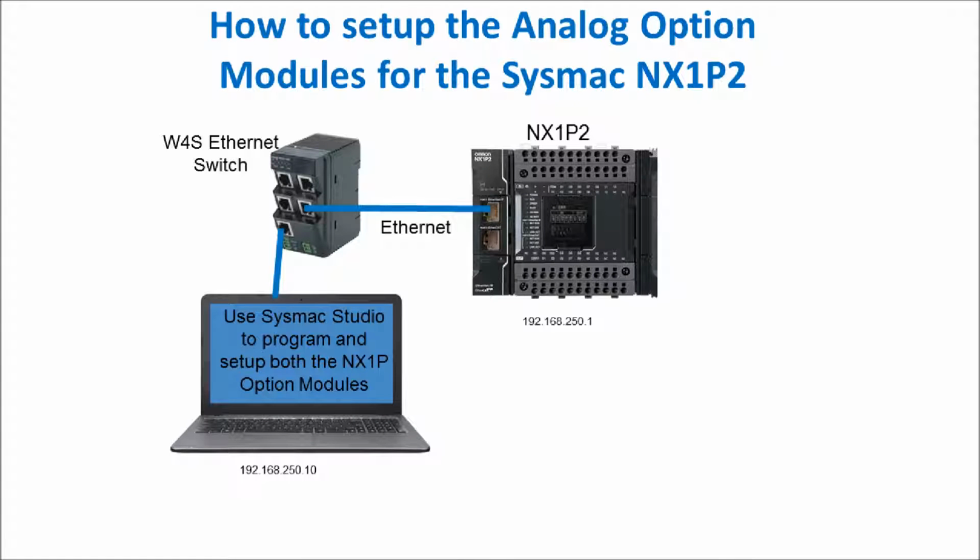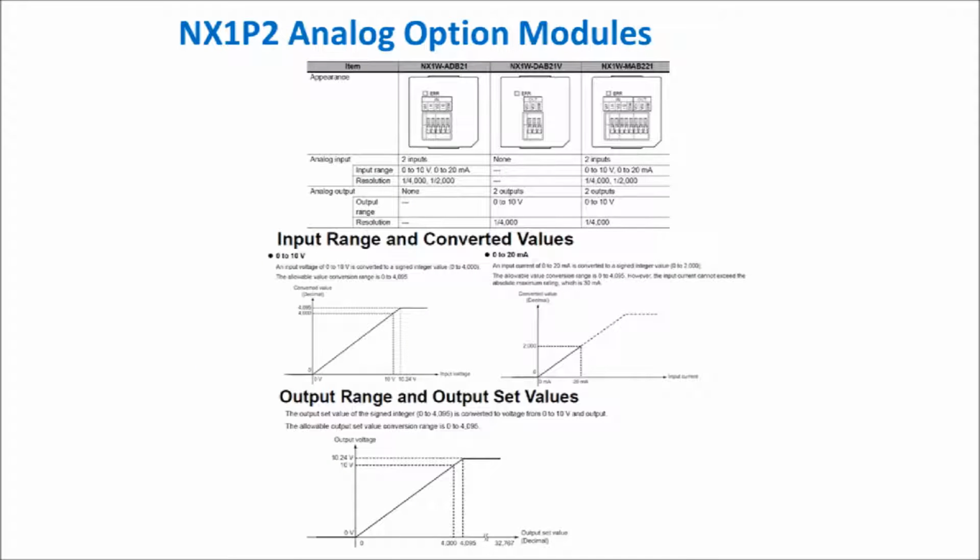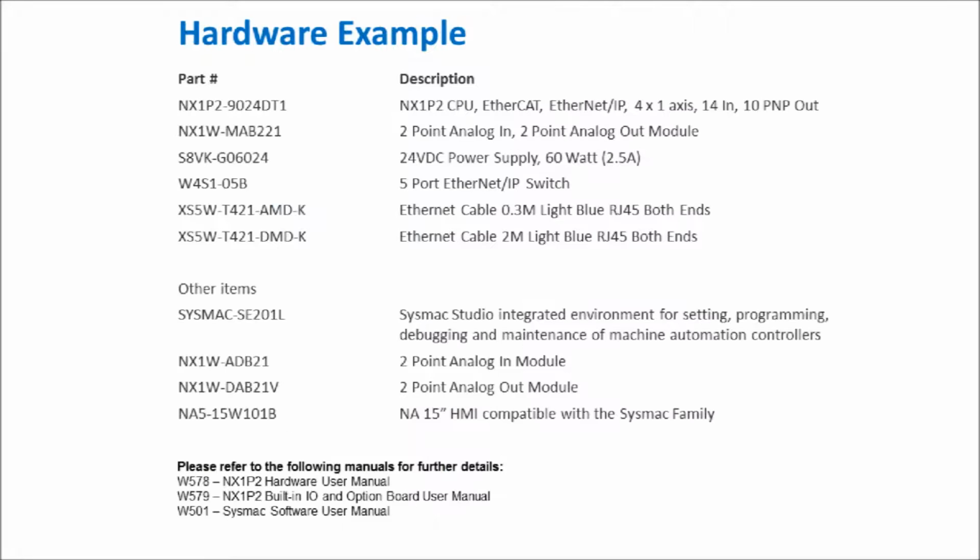Today I'll be showing you how to set up the analog option modules for the Sysmac NX1P. There are three different option modules available: the NX1W-ADB21, a 2 analog input module; the NX1W-DAB21V, which is 2 analog outputs; and then the NX1W-MAB221, which is 2 analog in and 2 analog out.